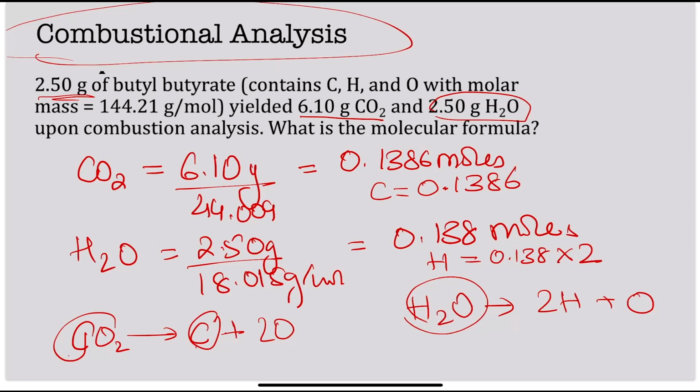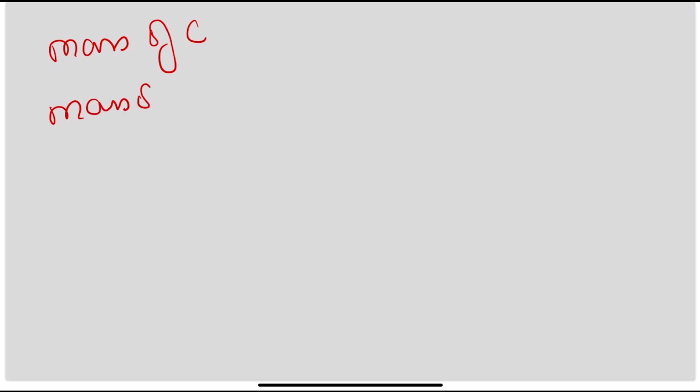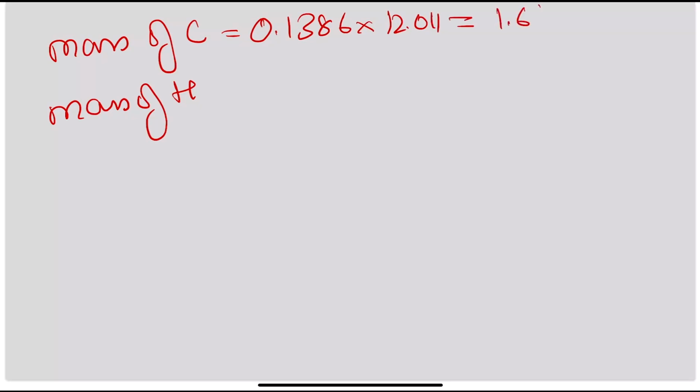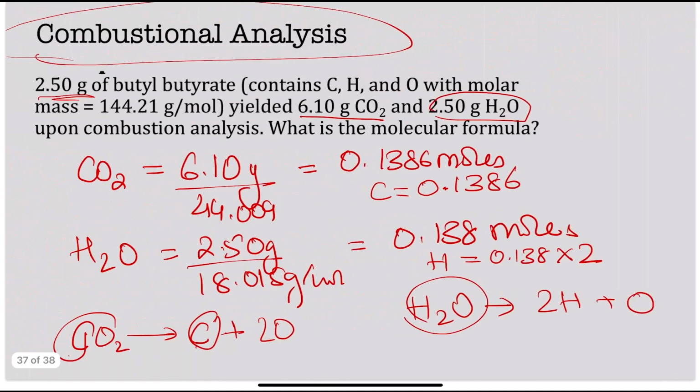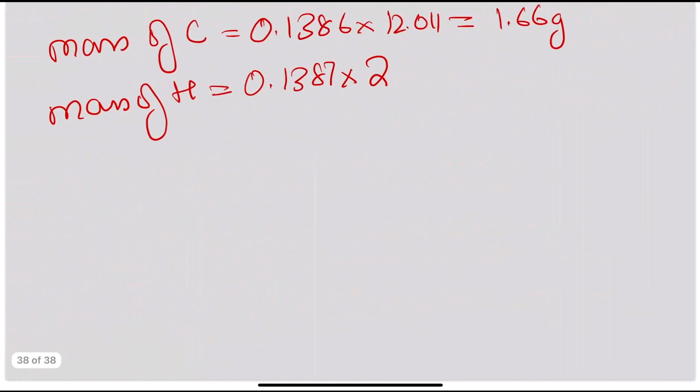Okay. Now the next thing is you're going to find the mass of carbon and the mass of hydrogen. So what is the mass of carbon? It's going to be 0.1386 times 12.011, which equals 1.66 grams. But for the mass of hydrogen, it is 0.1387 times 2, because remember we said you have to multiply it by 2. And then obviously times 1.008, and that gives you about 0.279 grams.